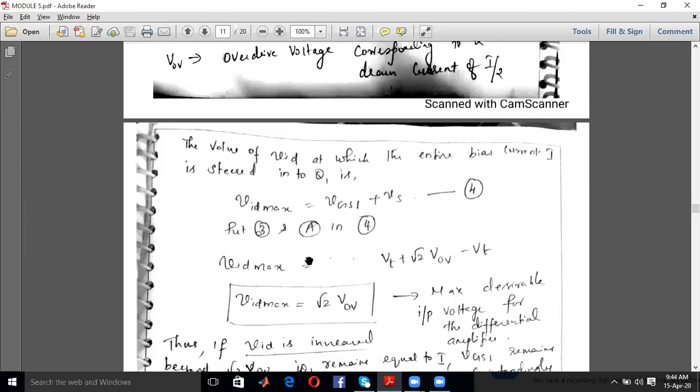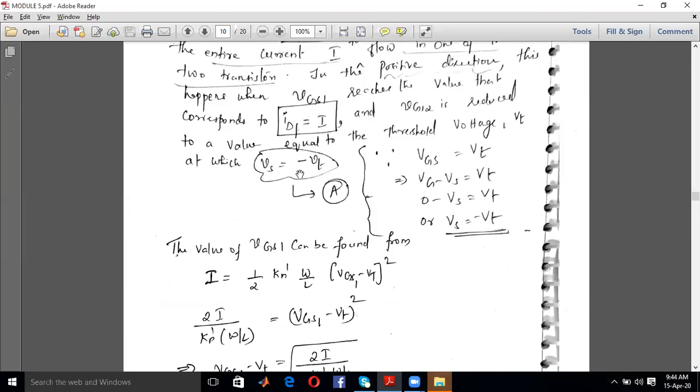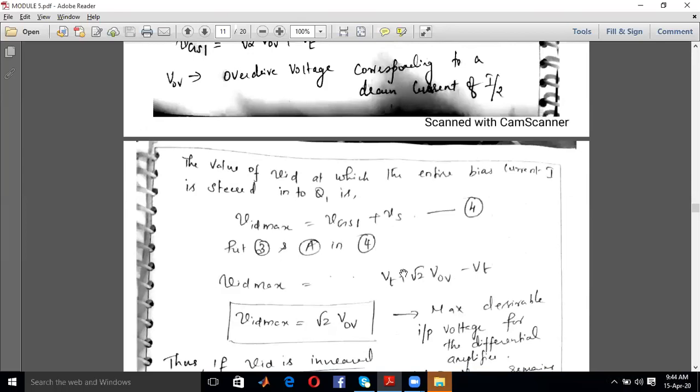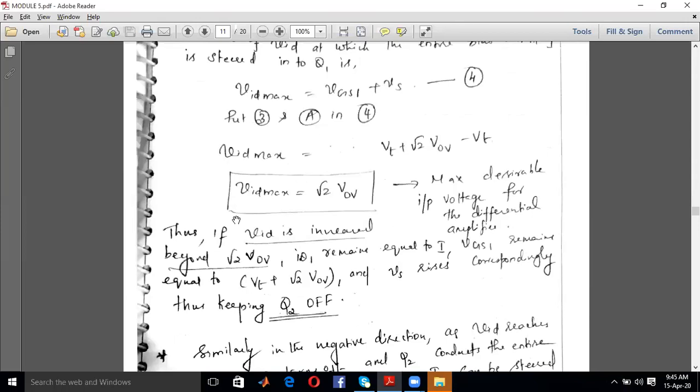Here, putting 3 and A in 4, you know the equation for VGS1, it is root 2 VOV plus VT. So instead of VGS1, VT plus root 2 VOV, and actually what was VS? VS is minus VT. So instead of VS you can put minus VT, VT will get cancelled. So VID max equal to root 2 VOV. So this will be the maximum differential input voltage which you can give, so that your transistor Q1 is now in on position or it is in saturation, and the entire current I is flowing through Q1 at the same time, that is keeping the transistor Q2 off.